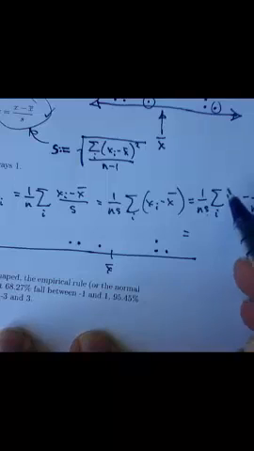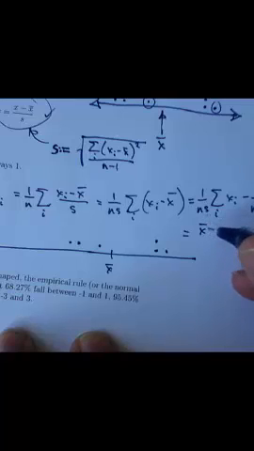You see that? I'm just going to sum over the xi's and then sum over the x bars. And now what does that become here? Well, if I take the sum of these xi's and divide by n, hey, that is the sample mean, isn't it? So this first part is x bar over s, and then minus.